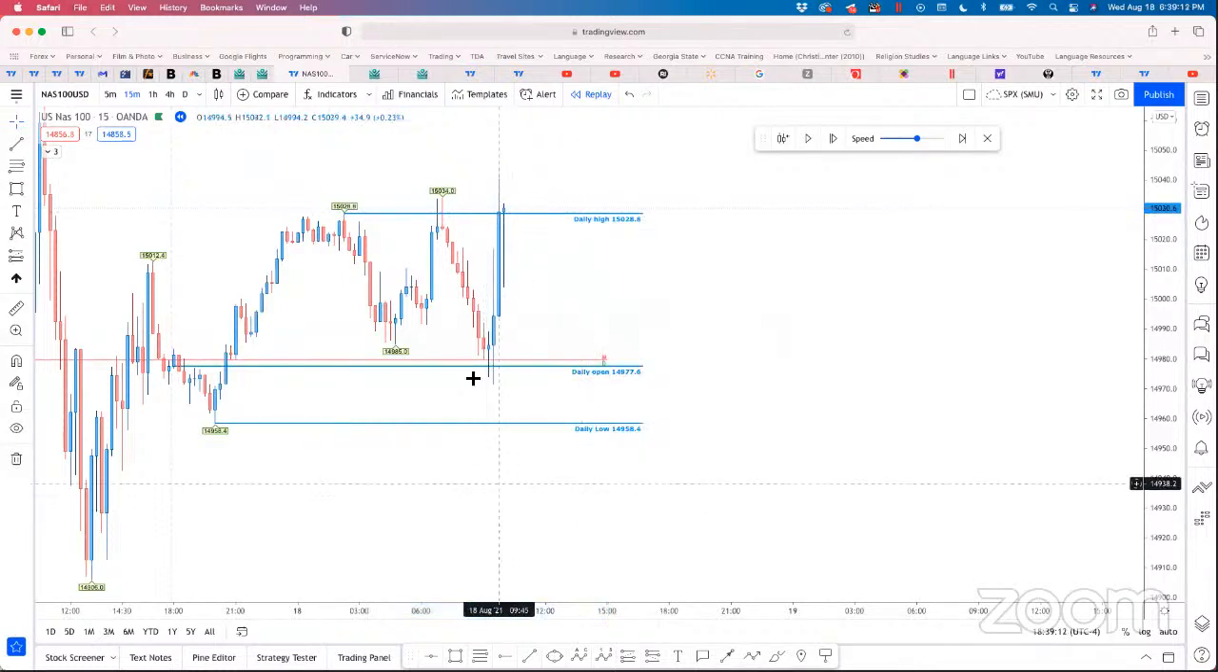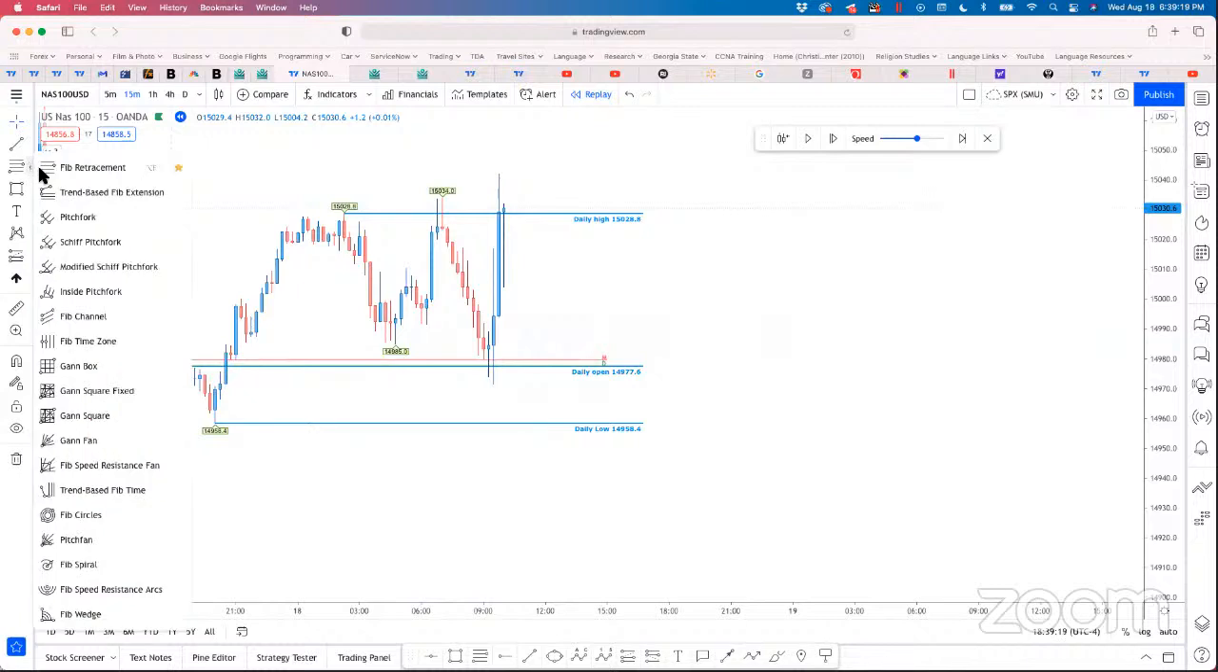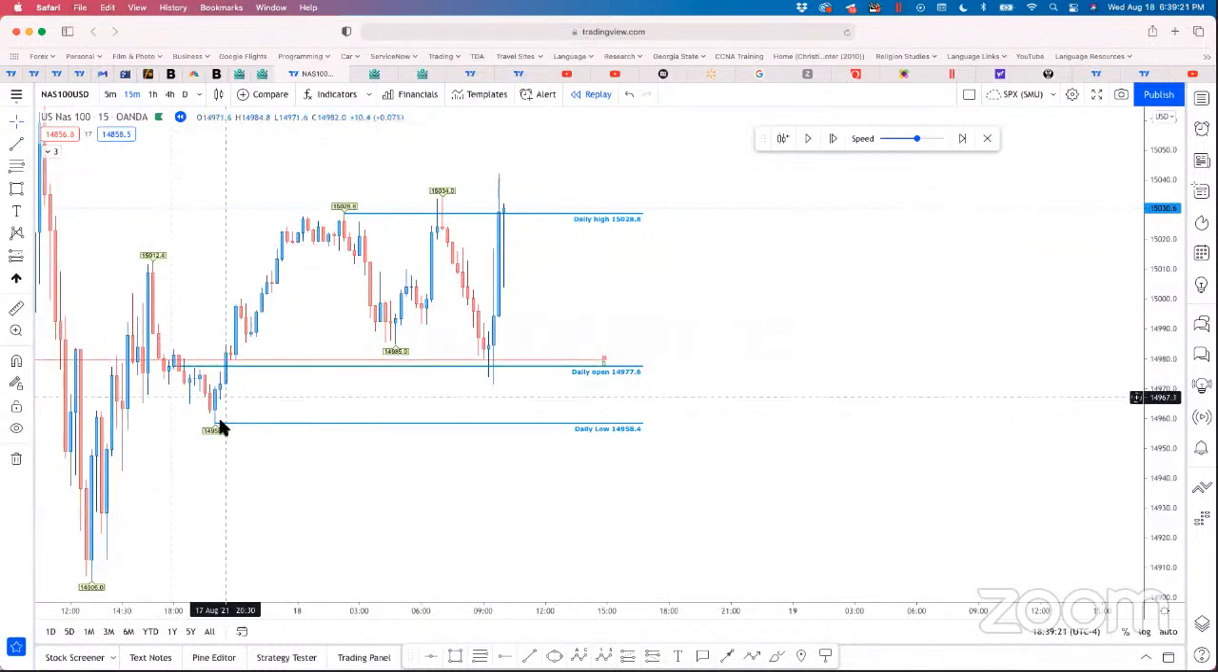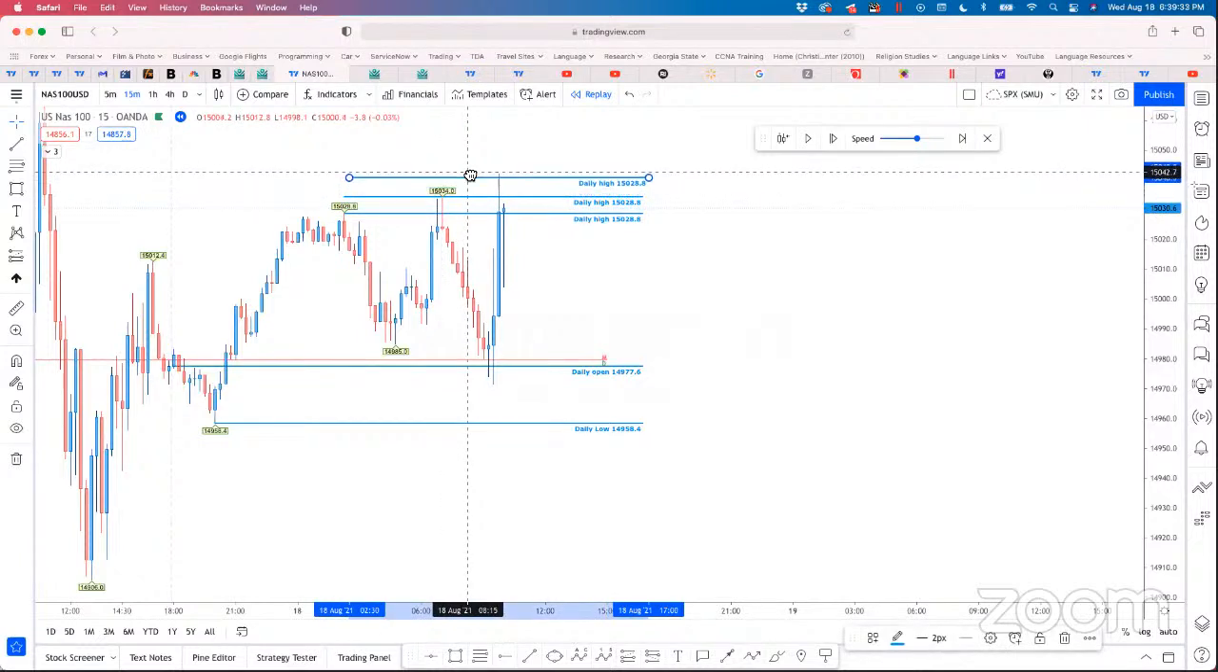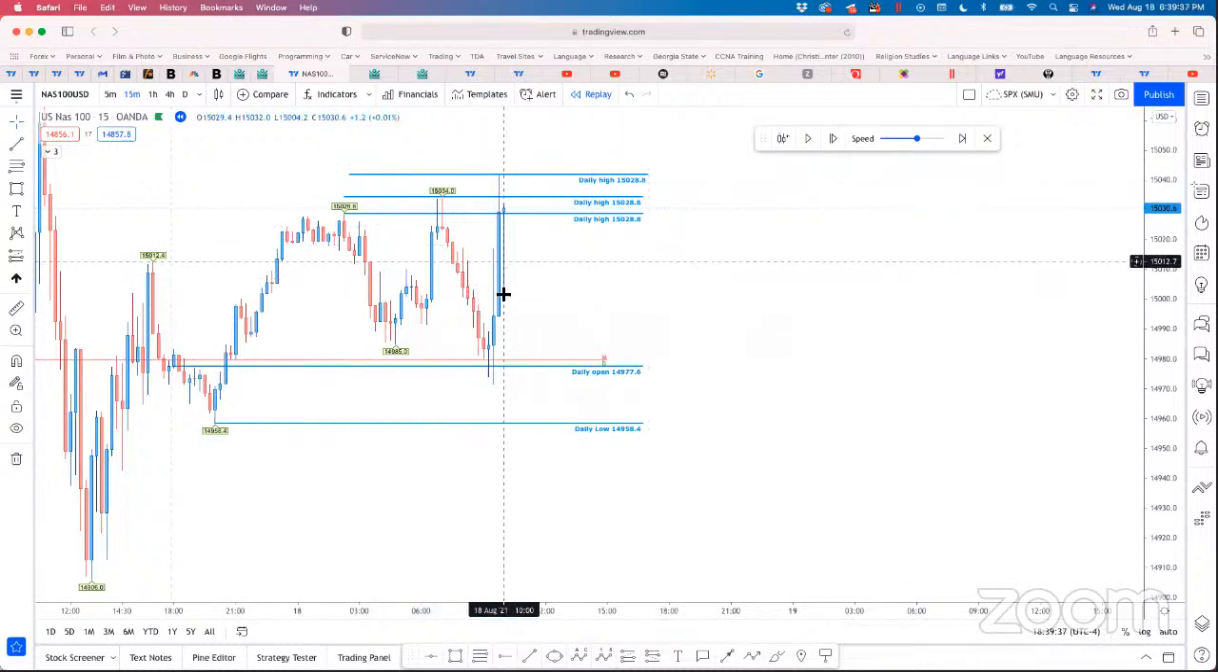Okay, so we have our entire range for the day, right? We had our low, we had our high, and then we even made another high when we came up here, and when we came up here, right? And the way you can use these is focusing on the daily, right?